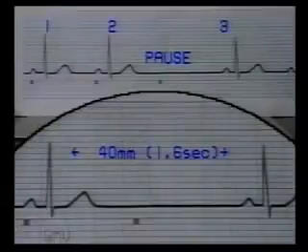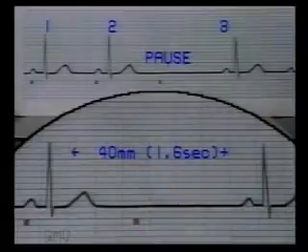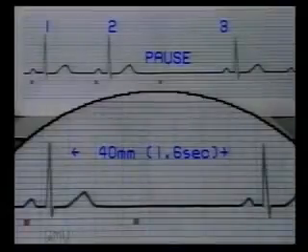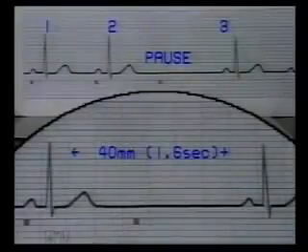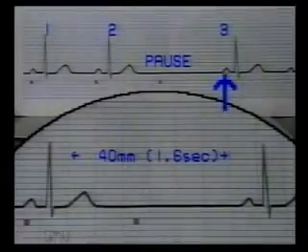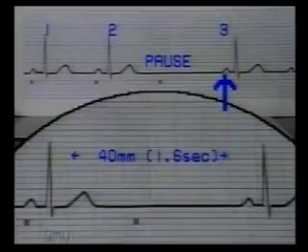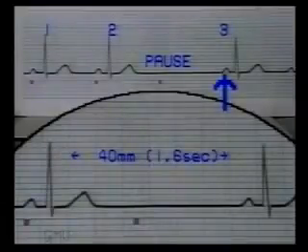In this tracing, once again we see a pause following a normal beat number 2. Now measure the RR interval and it is 40 millimeters or 1.6 seconds. If the sinus pause is longer than 1.5 seconds, then it is termed sinus arrest. This is sinus arrest. When sinus arrest occurs, the SA node may recover and resume the function again, as has occurred in this case after 1.6 seconds. Or if it doesn't, then some lower ectopic focus will fire an impulse and stimulate the heart.